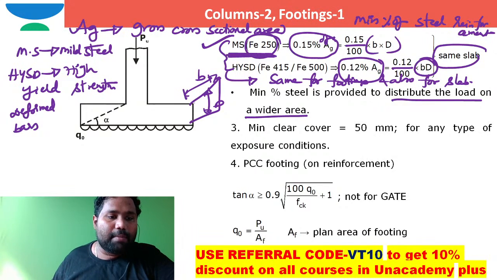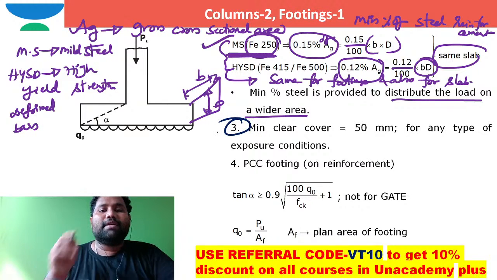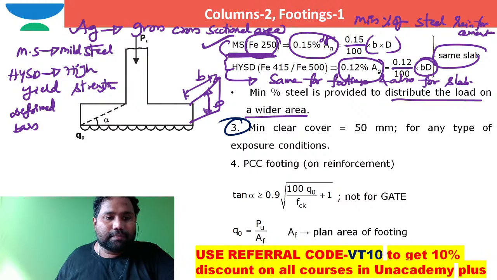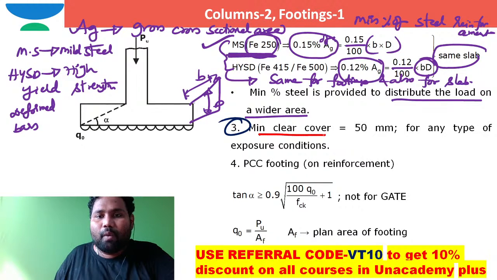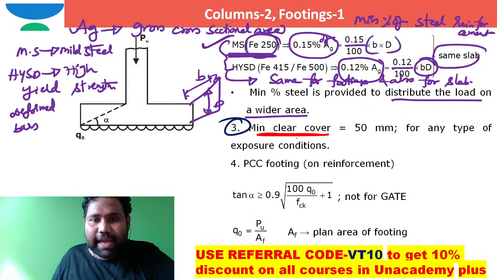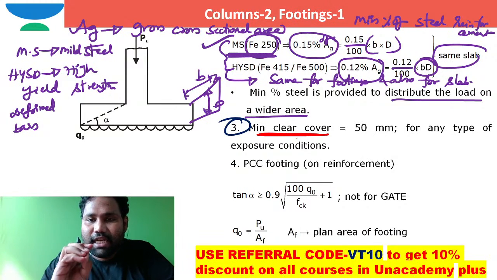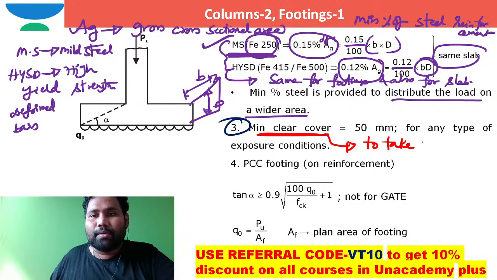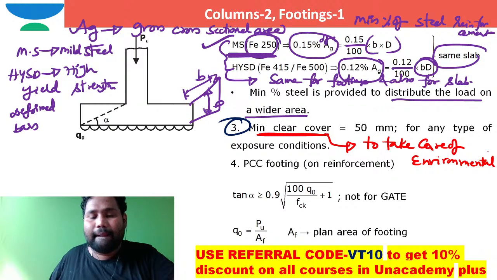Now some people will come and ask, sir, what is the minimum clear cover I need to provide? Why do I need to provide this minimum clear cover? In order to take care of different serviceability aspects, so that the steel shall not corrode, a certain minimum clear cover should be provided for different structural elements, right? So minimum clear cover takes care of environmental exposure condition.